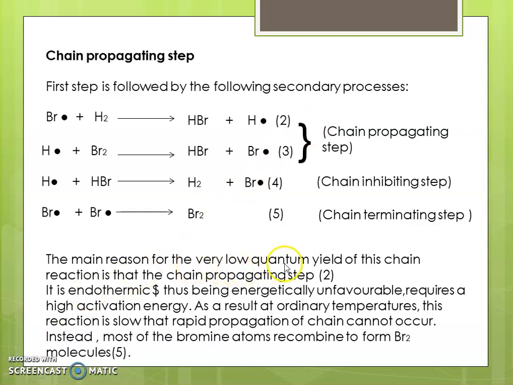The main reason for the very low quantum yield of this chain reaction is chain propagating step 2. It is endothermic. Being energetically unfavorable, it requires high activation energy. As a result, at ordinary temperature, this reaction is slow, and rapid propagation of the chain cannot occur. But here most of the bromine atoms recombine to form bromine molecules. That is step 5, which is the chain terminating step.